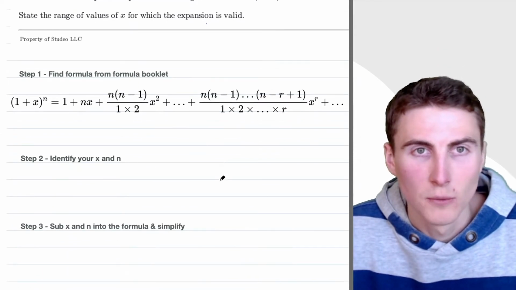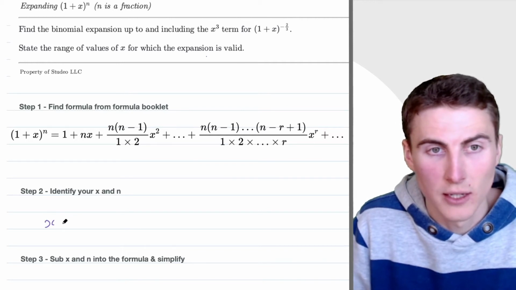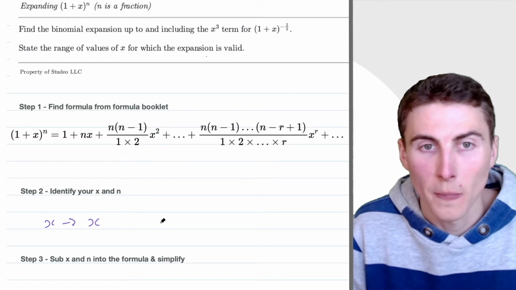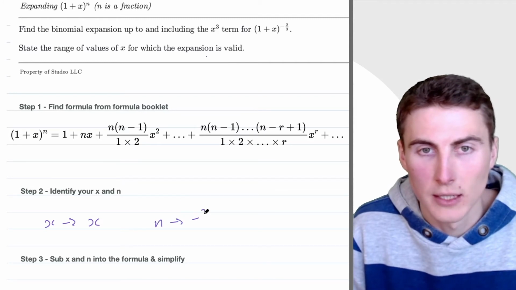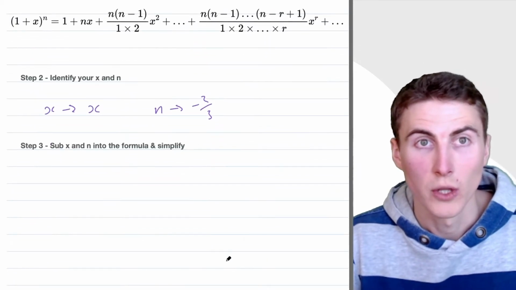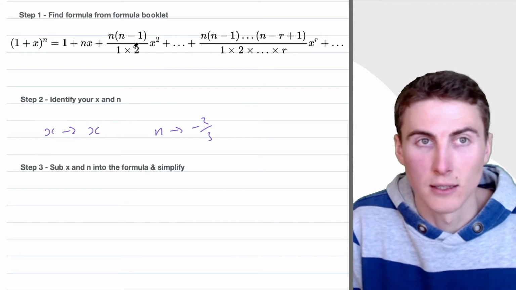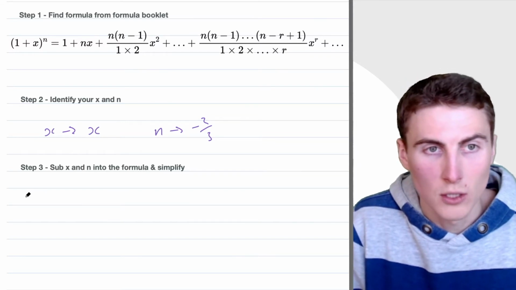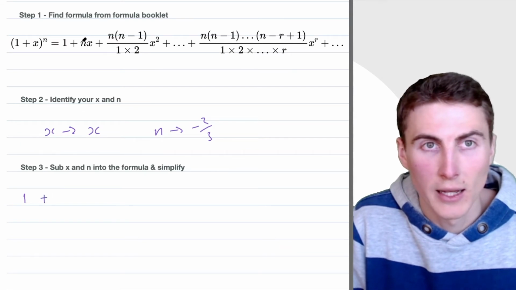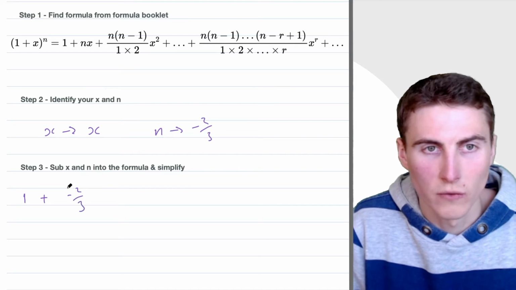So if we give that a go, our x here is just x. Yeah, it's not anything complicated like 3x or minus 2x or anything. And our n is the minus 2/3, this power up here. So then, using this formula, we're going to plug these into this. So we're going to start off with 1, this one here. Then we're going to add nx, so minus 2/3 of x.